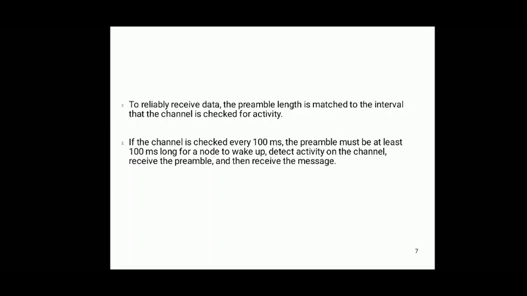To reliably receive the data, the preamble length is matched to the interval at which the channel is checked for activity. If the channel is checked every 100 milliseconds, the preamble must be at least 100 milliseconds long for a node to wake up, detect activity on the channel and receive the preamble, and then the message is received.